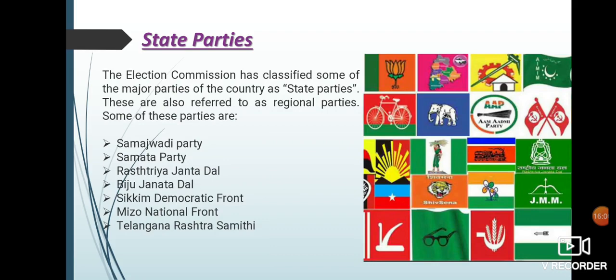Our next topic is state parties. The Election Commission has classified some of the major parties of the country as state parties. These are also referred to as regional parties. Among them, some of the state parties are Samajwadi Party, Samata Party, Rashtriya Janata Dal, Biju Janata Dal, Sikkim Democratic Front, Mizo National Front, Telangana Rashtra Samiti, and so on.